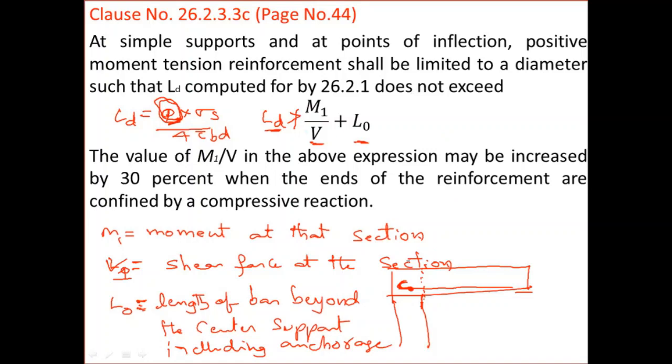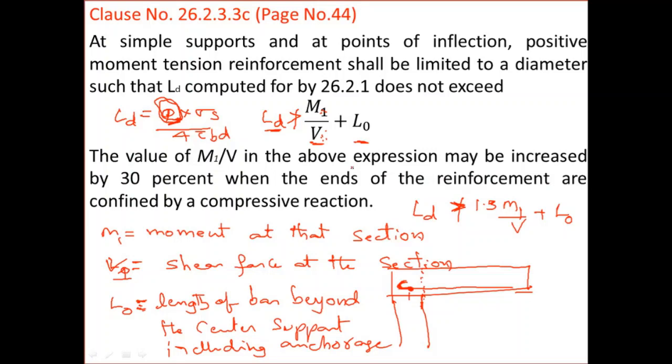Then whenever there is a compression reaction, this M1 by V value has to be increased by 30%. That means if you take the simply supported beam, obviously there will be a compression reaction. Then in that case, the check will be like this: LD should not be greater than 1.3 M1 by V plus L naught.